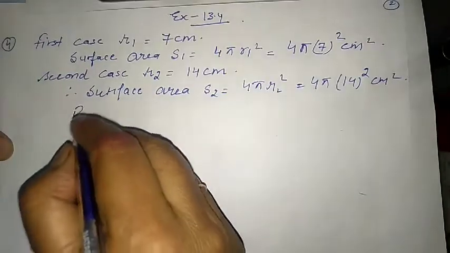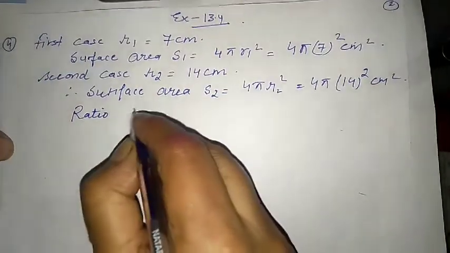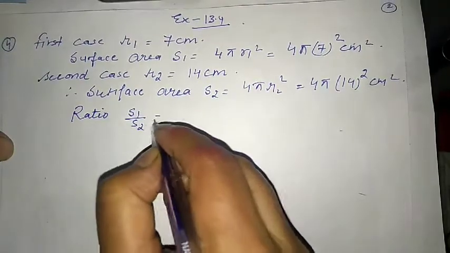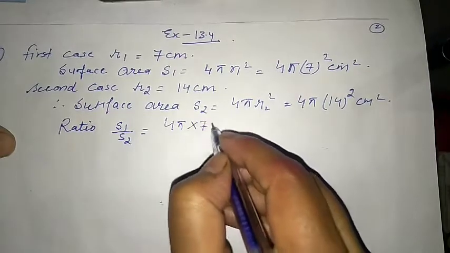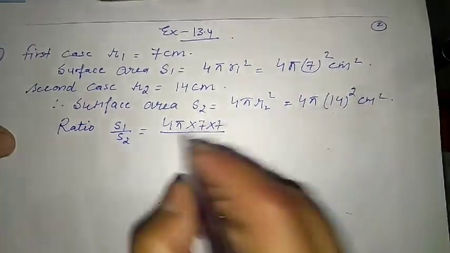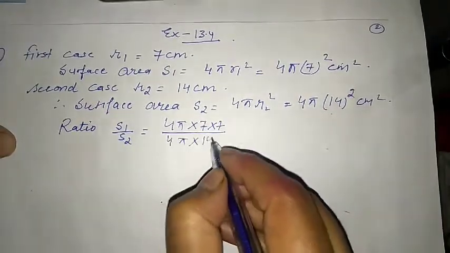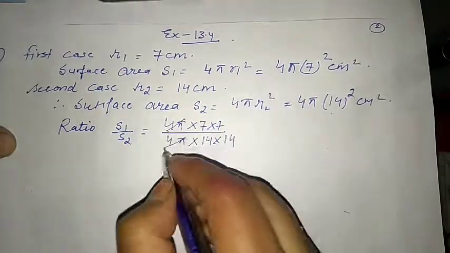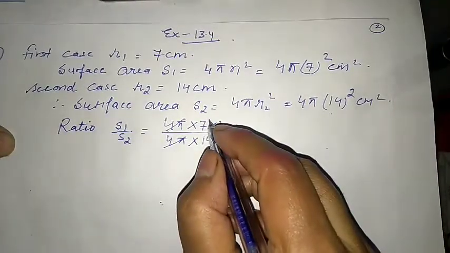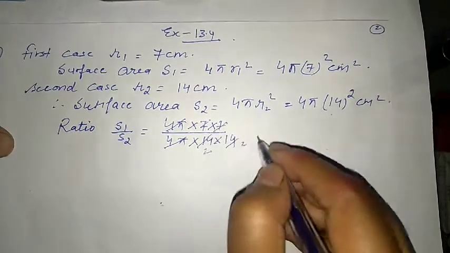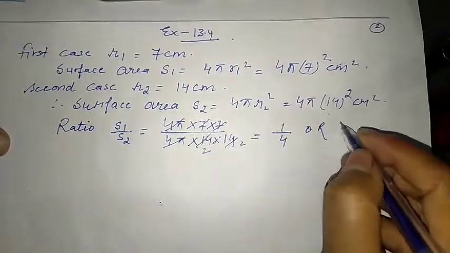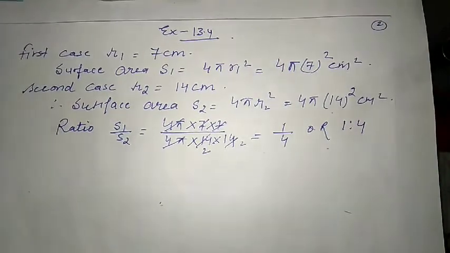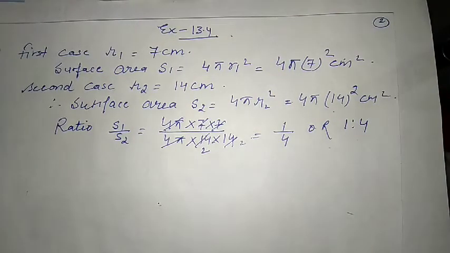So ratio, that is S1 upon S2. S1 is 4 pi, 7 into 7. S2 is 4 pi, 14 into 14. 4 pi can be cancelled, and here we are having 7 twos are 14. So 1 upon 4, or 1:4. This is the ratio for this part.